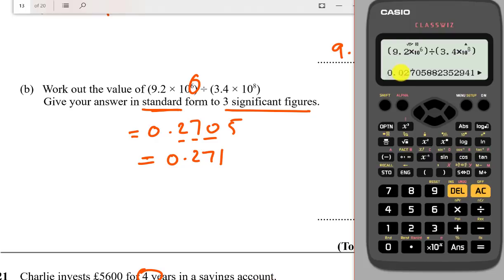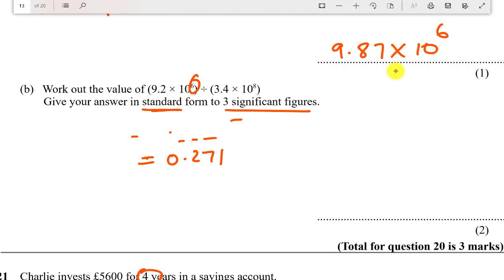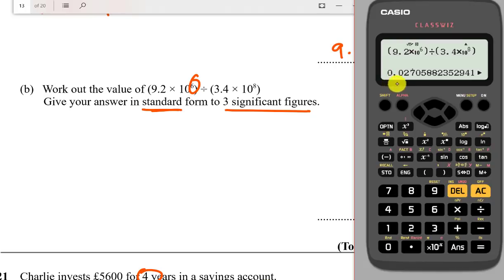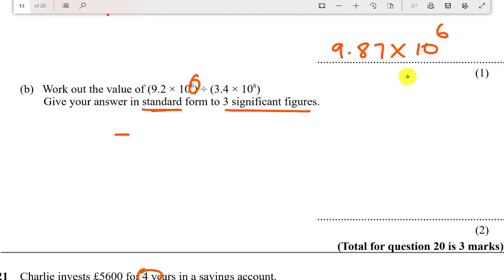Sorry, let me double check the digits. There's a 0 in front of 2. That's what I was thinking. So I wrote this number wrong. So always be careful when you are copying down the digits from your calculator. You could easily make mistakes. So it's 0.02705.